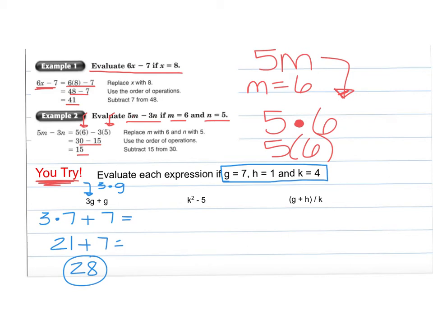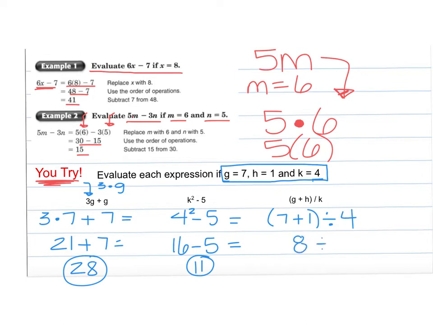K squared, K to the second power, minus 5, so K is 4. 4 squared minus 5. 4 squared is the same as 4 times 4, which is 16, minus 5, and we get 11. And then G plus H divided by K, so 7 plus 1 divided by 4, so 7 plus 1 is 8, divided by 4, and we get 2.